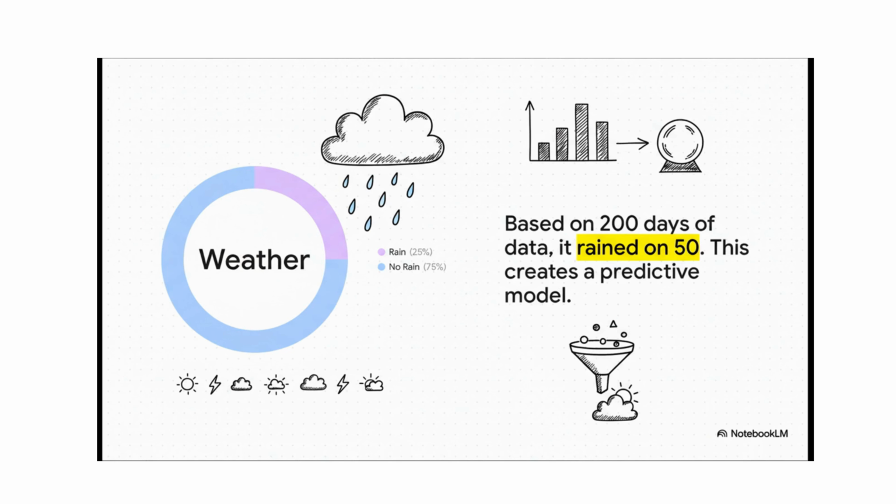That gives us 0.25, or a 25% chance. And just like that, we've turned past observations into a pretty reasonable forecast. This basic idea is how everything from your insurance rates to sports betting odds gets calculated. It's all about using the past to predict the future.